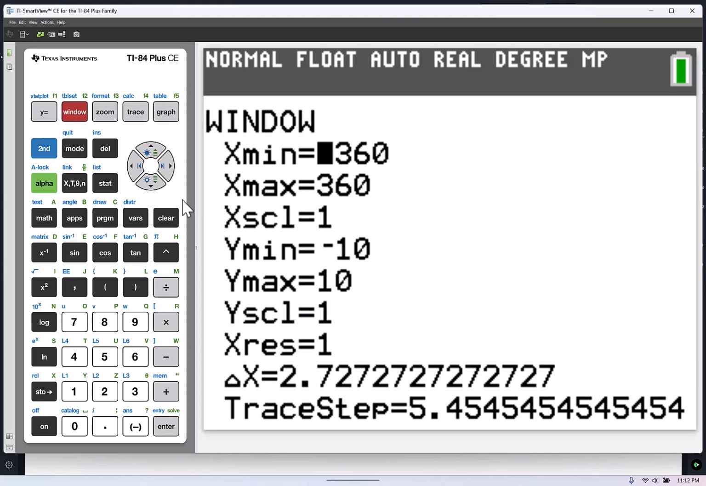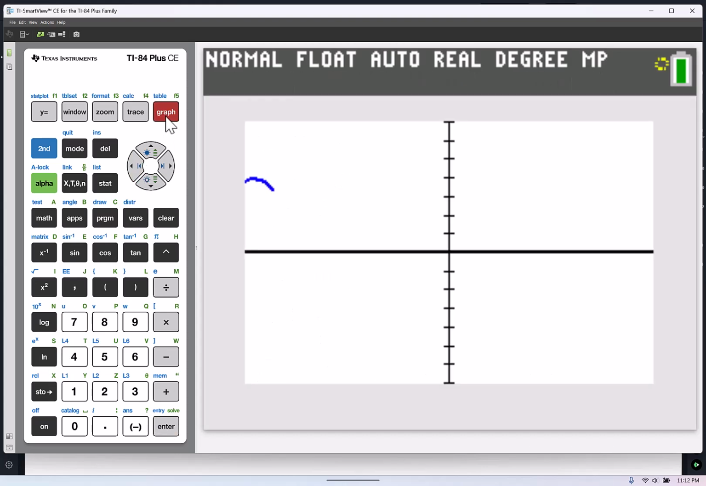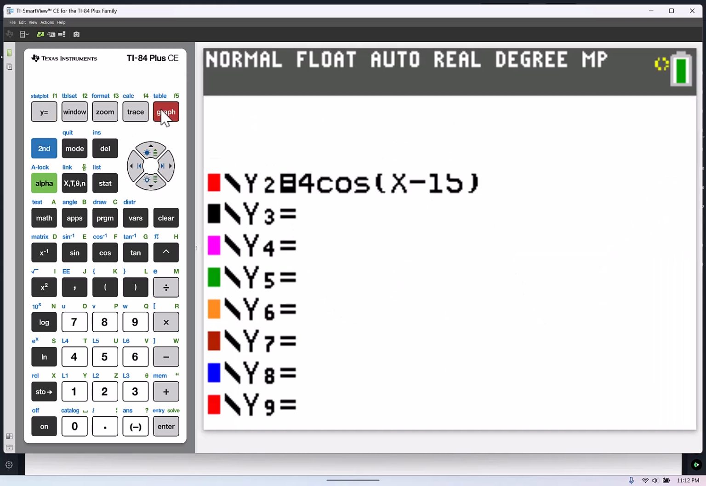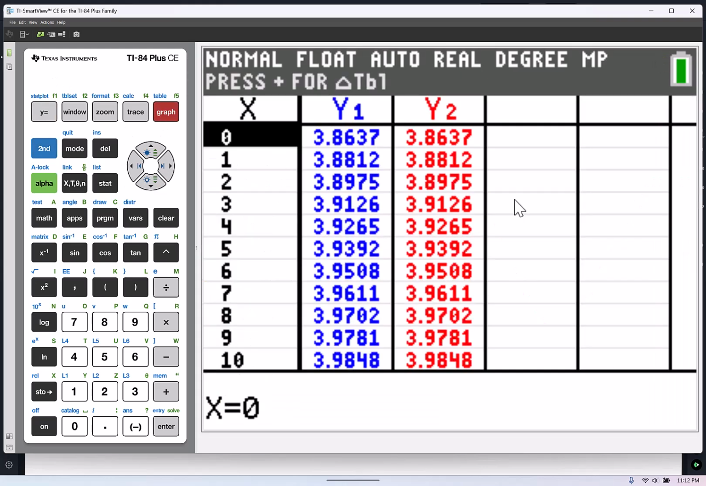And the amplitude, I don't need to go all the way to negative 10. I can go like to negative 7 and 7, because the amplitude's only 4, right? Oh, I said 4. Okay, 7. There we go. All right, graph. There it is, guys. See, same graph. If I go to the table, you can see y1 and y2 are the same. So there it is.